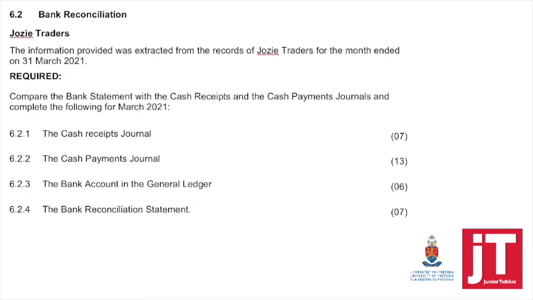So we need to compare the bank statement with the cash journals, and we need to complete the cash receipts journal, cash payment journal, the bank account in the general ledger, and the bank reconciliation statement. These are the type of questions that you can expect in grade 11.